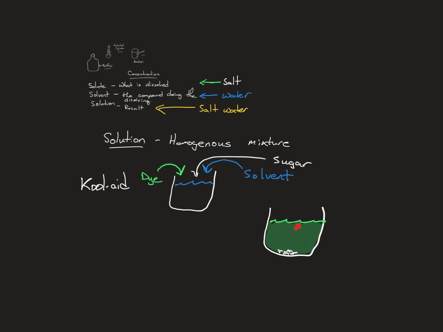It's one homo. The same. Homo means the same. It's one thing that looks the same throughout. A homogeneous mixture is one thing that looks the same throughout. So a homogeneous mixture is a liquid that looks the same. So this Kool-Aid is a great example. Salt water is also a really great example.